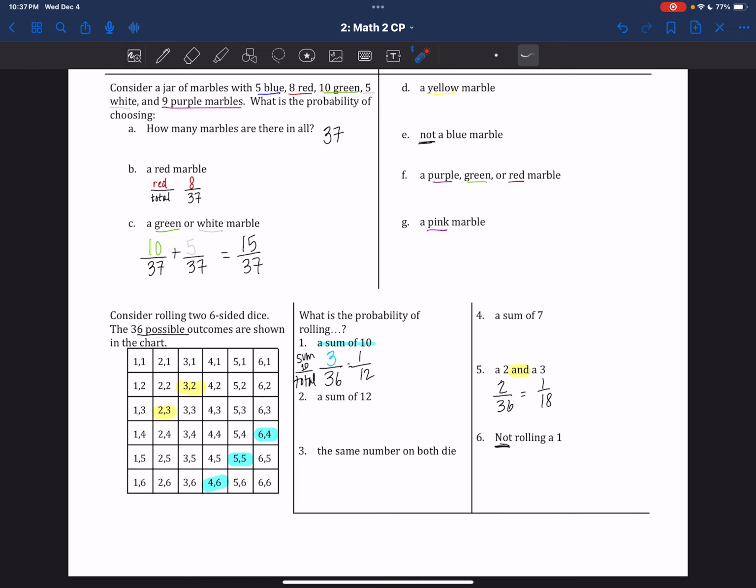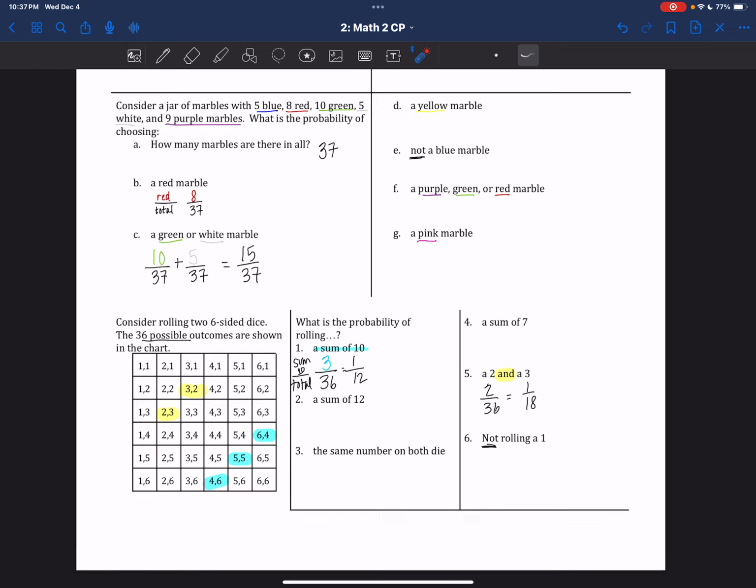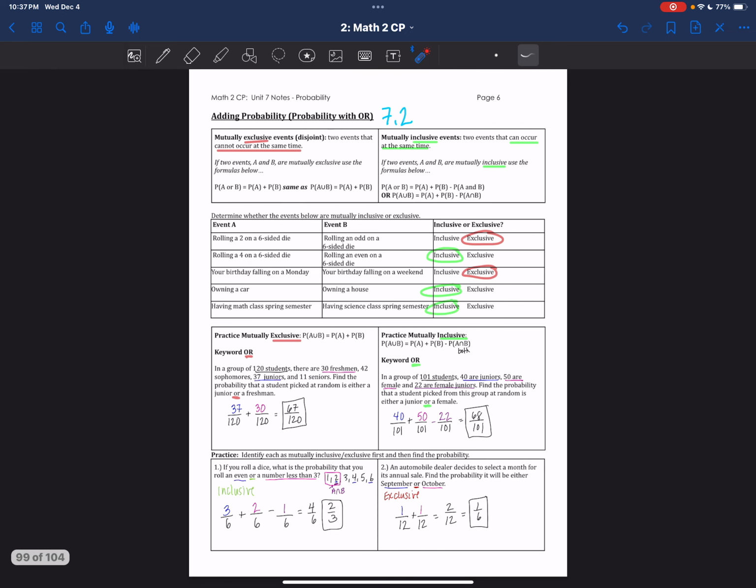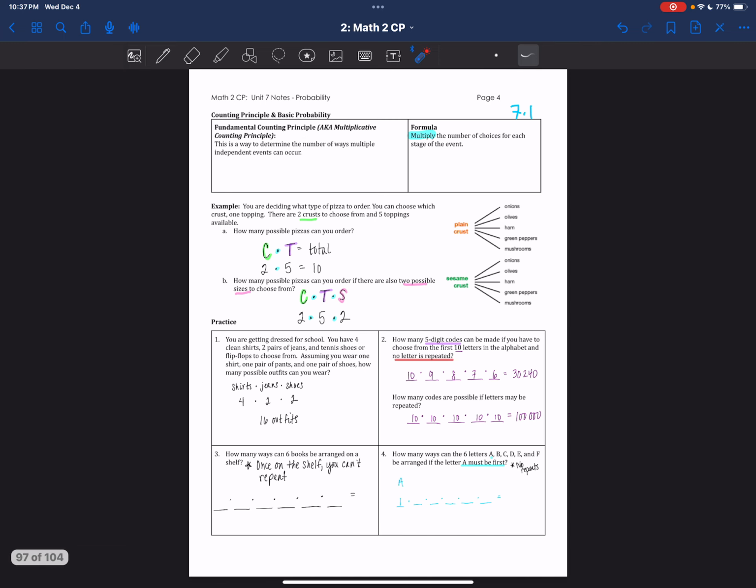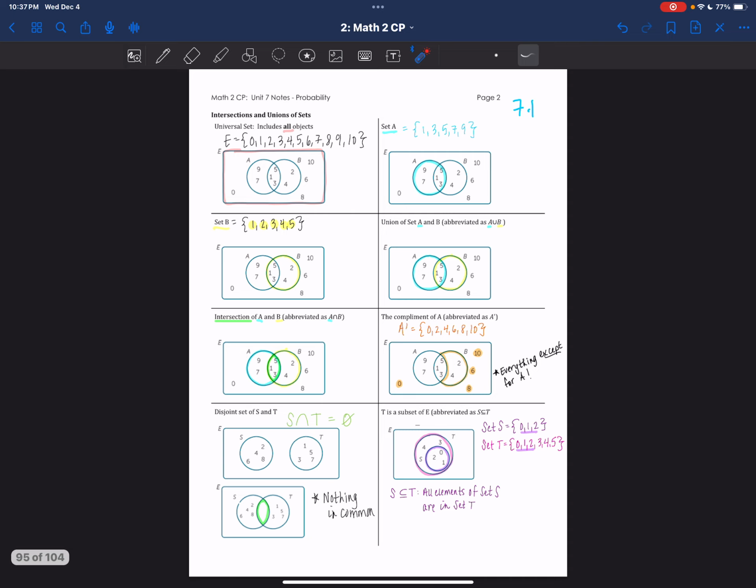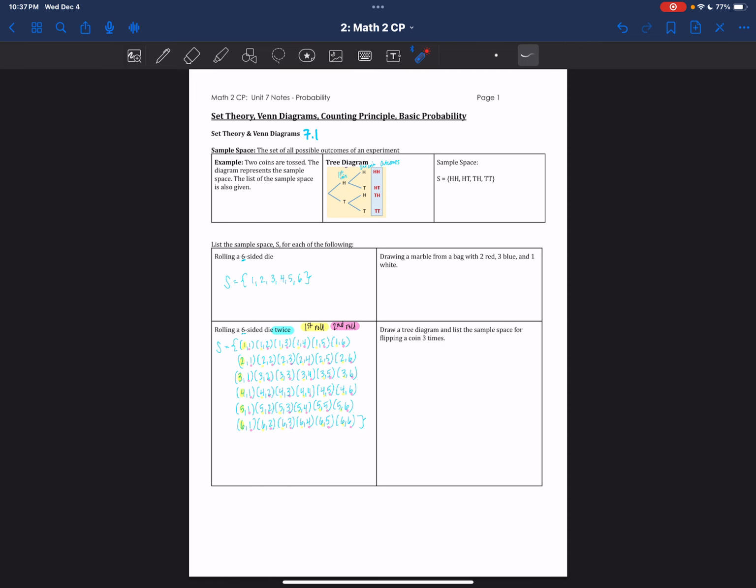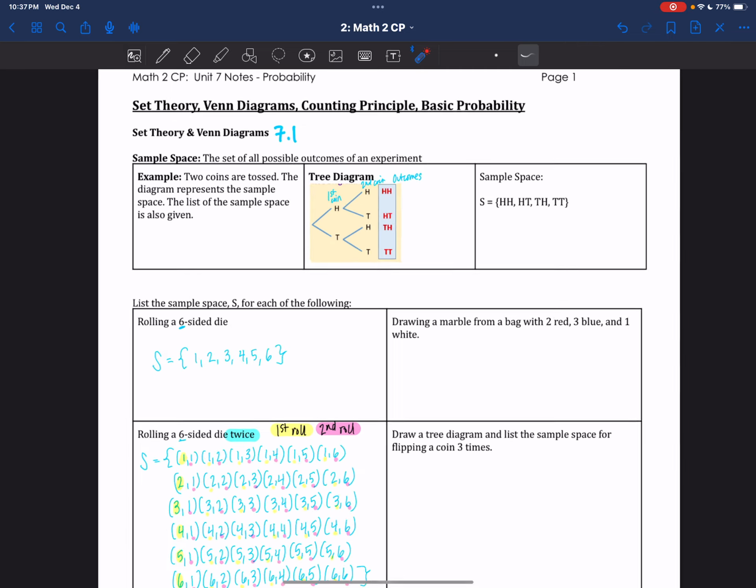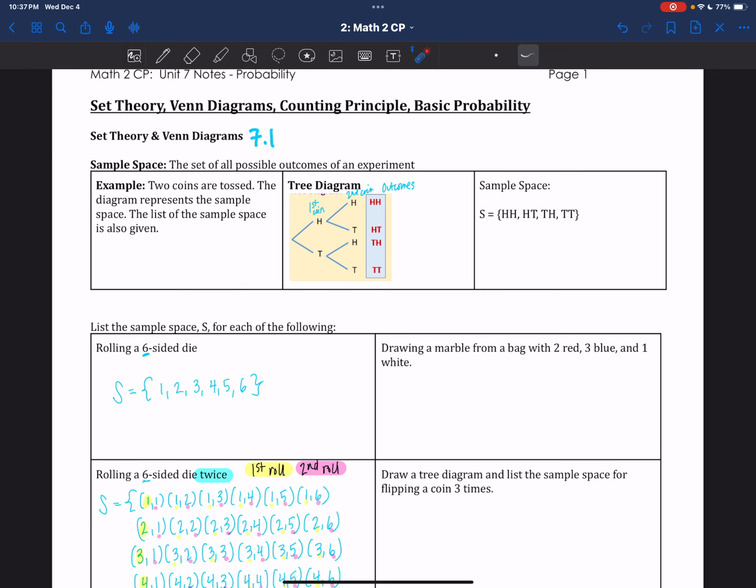So again, if it helps you kind of color code or check them as you're doing it, go ahead and do that. All right, and then that's a lot of information, so make sure you finish all those notes that we didn't get a chance to do, and you go ahead and make sure you know all the vocab, what set theory is, how to work Venn diagrams, counting principle, and then your basic probability.